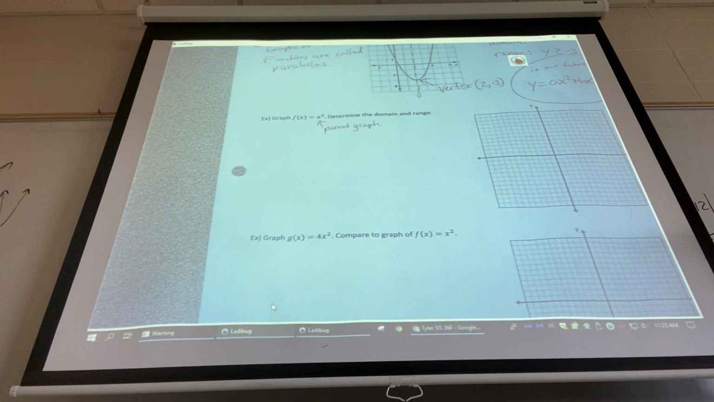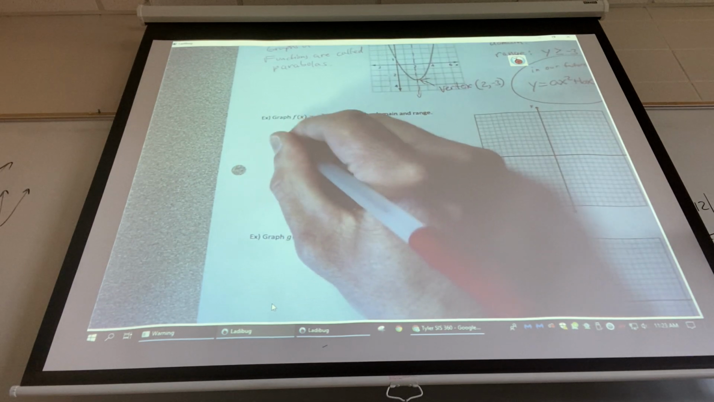Anytime you're graphing something that you've never graphed before, what should you do? Decimals. Yeah, maybe decimals. But let's say it's on the ACT where they don't let you use decimals. Make a table of values. Yeah, make a table of values. And so let's do that.